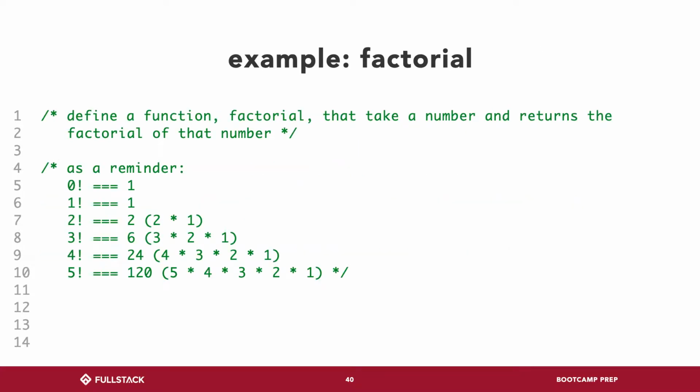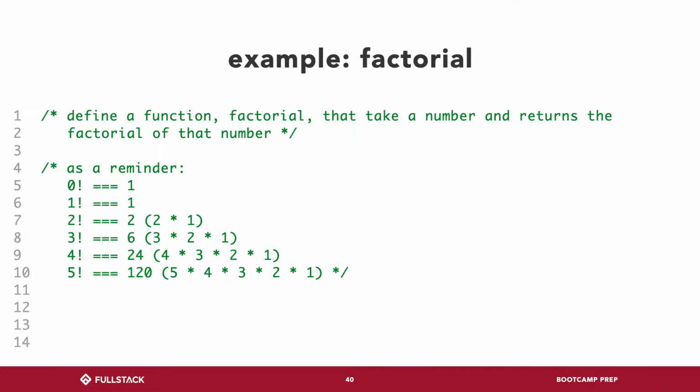So, as a reminder, this is what a factorial is. If you want the factorial of 3, you do 3 times 2 times 1, and then you get 6. Same thing with 2 times 1, you get 2. 1 is just 1, 0 is just 1. 5 is 5 times 4 times 3 times 2 times 1. It's the number times everything decremented by 1 up until 1. That's what a factorial is, okay?